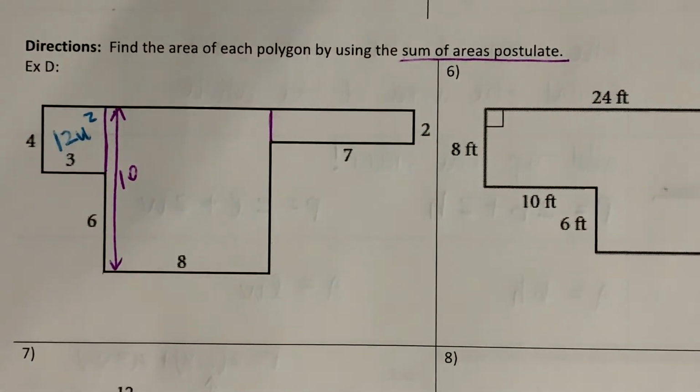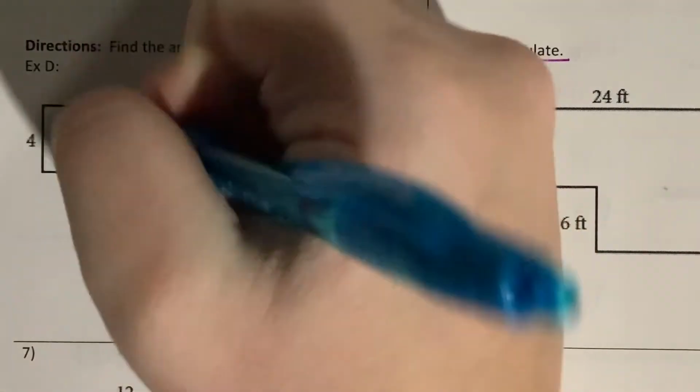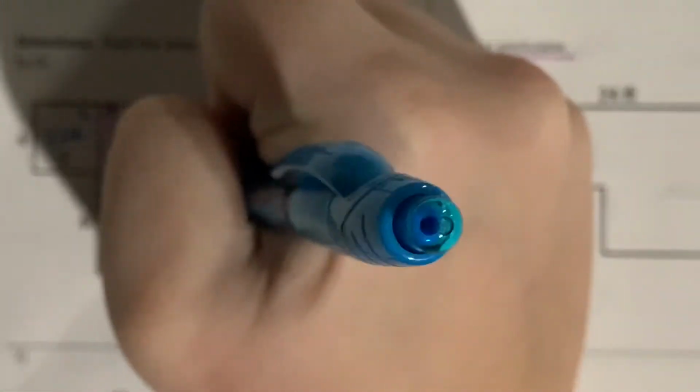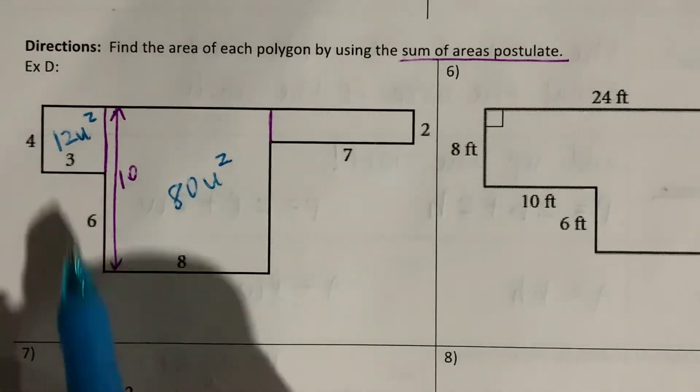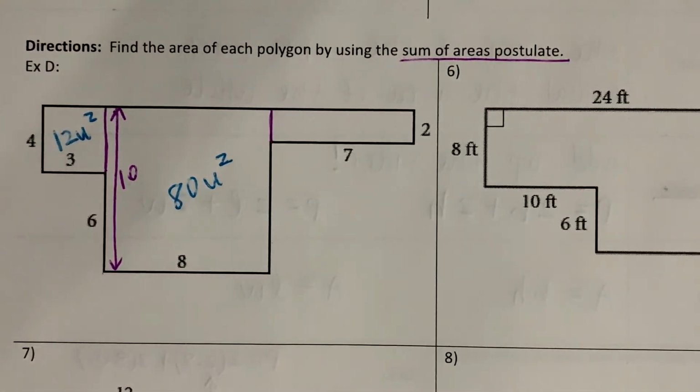So my height there is 10. That means in order to find the area of this rectangle, I'm doing base times height, or 8 times 10, which gives me 80 units squared. So now I've got 2 areas. I need to find my third and final area.